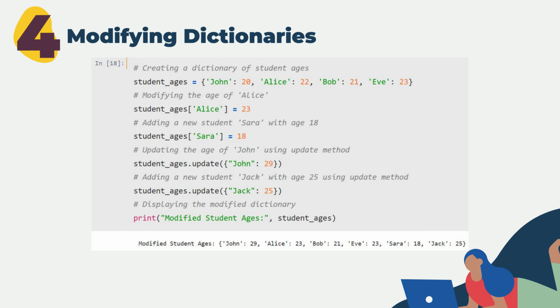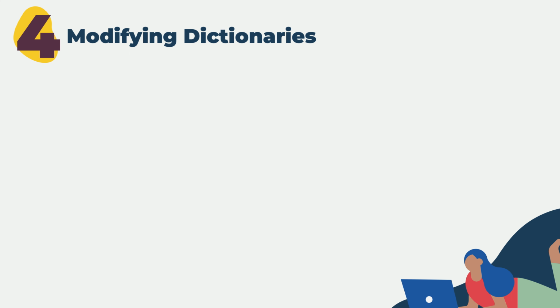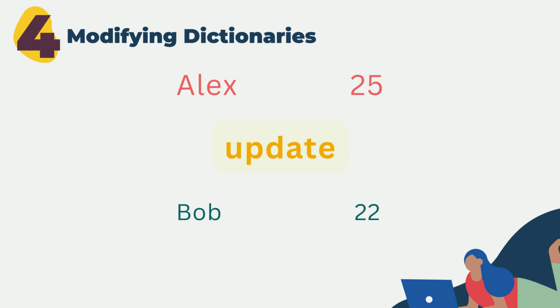Now, it's your turn. In your Python dictionary representing student ages, introduce a new student named Alex with an age of 25 and update the age of Bob to 22. Once you've made these changes, share the modified dictionary in the comments section below.